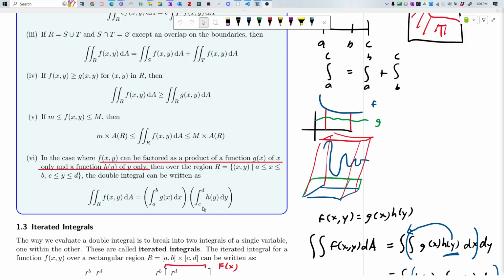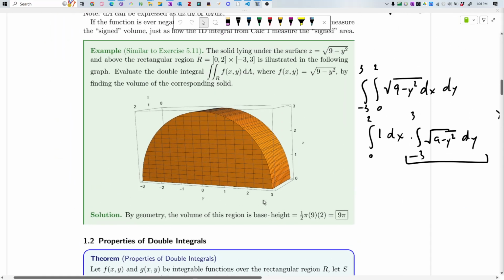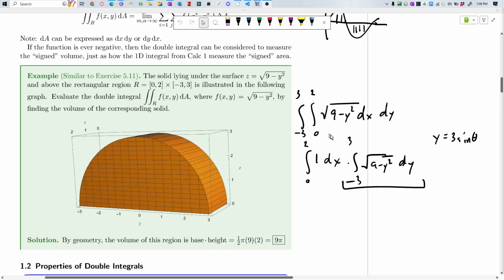This relies on two things. This relies on the fact that the original function can be written as a product of a function of x and a function of y, and also that you have a rectangular region. So it's important here that you have a rectangular region. If you had a slightly different type of region, such as the ones that are in the next section, then this doesn't hold. Okay, but in this situation, we do have that here, right?